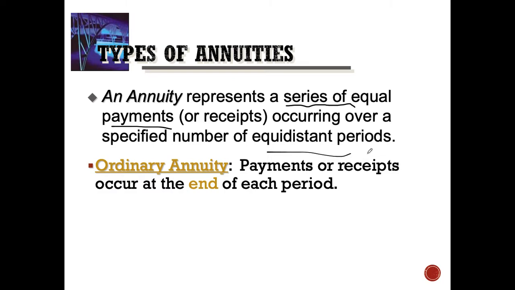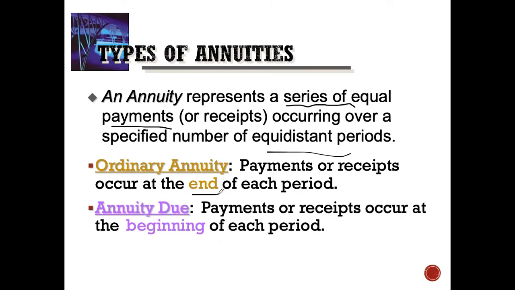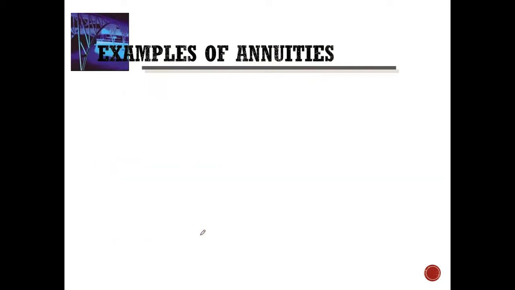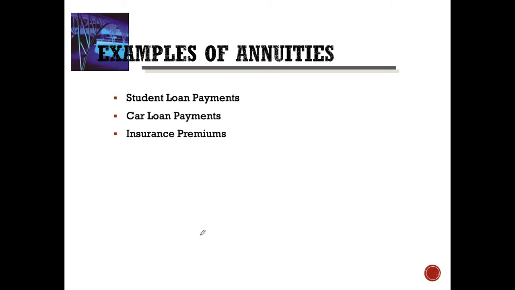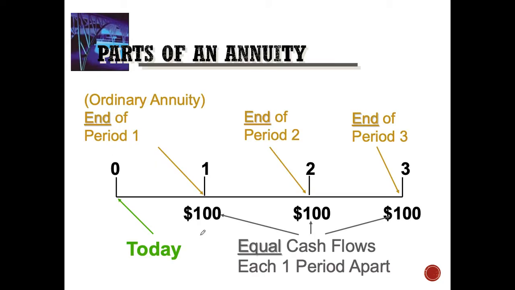Actually, there are two types of annuities: an ordinary annuity and an annuity due. For an ordinary annuity, payments or receipts occur at the end of each period. The second one is annuity due. Its payments or receipts occur at the beginning of each period. So this is the difference. These are examples of annuities: student loan payments, car loan payments, insurance premiums, mortgage payments, and retirement savings.